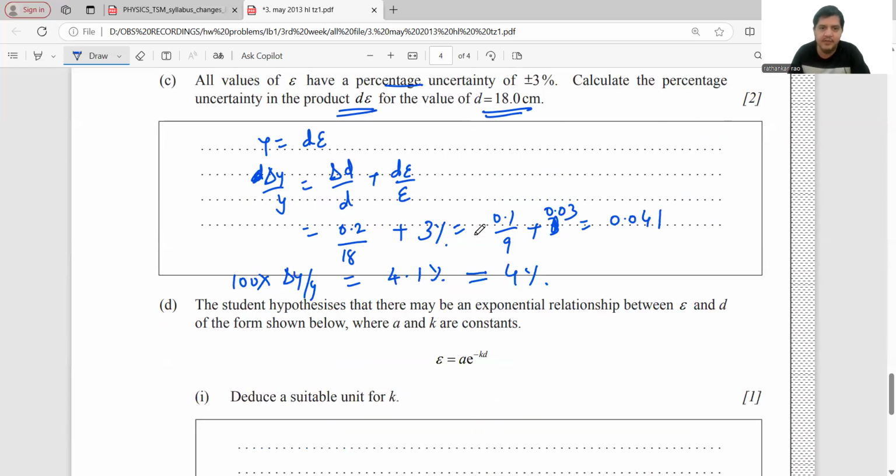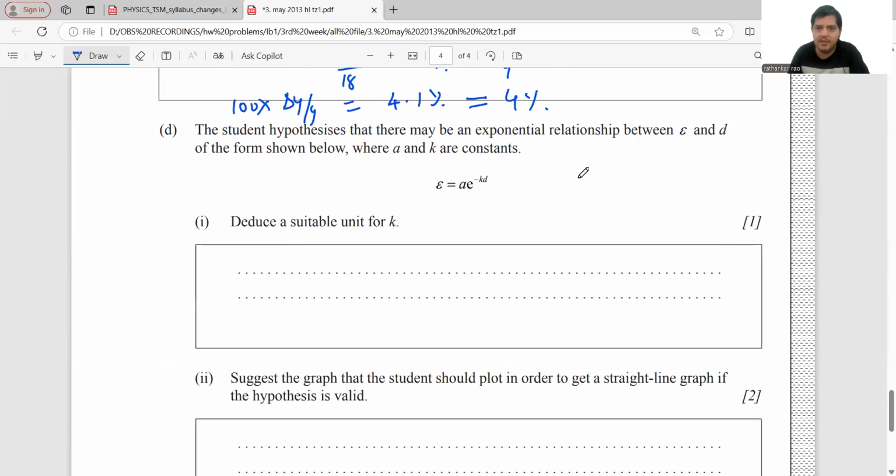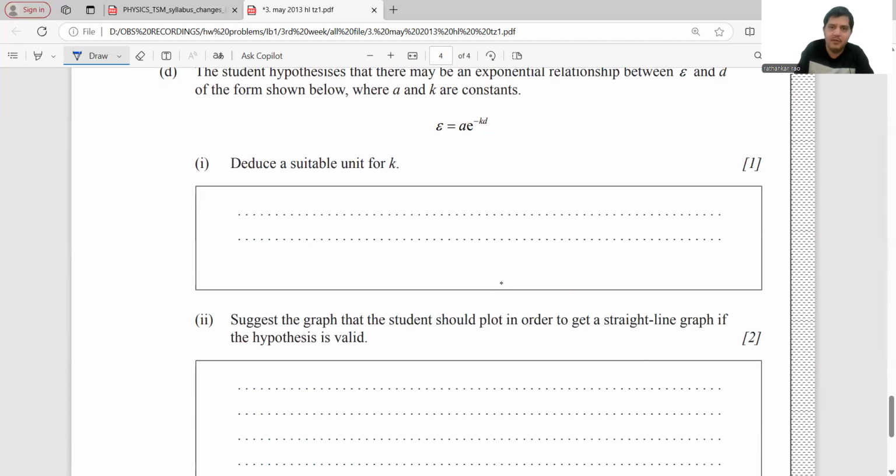Next question. The student hypothesizes that there may be an exponential relationship between E and D in the form of something like E equal to A e to the power of minus KD. Deduce a suitable unit for K. Now E is equal to A e power minus KD. Take ln on both sides. ln E is equal to ln A minus KD, because ln of e to the power of minus KD will be minus KD. What do I need? I need the value of K. So how do I get the value of K?